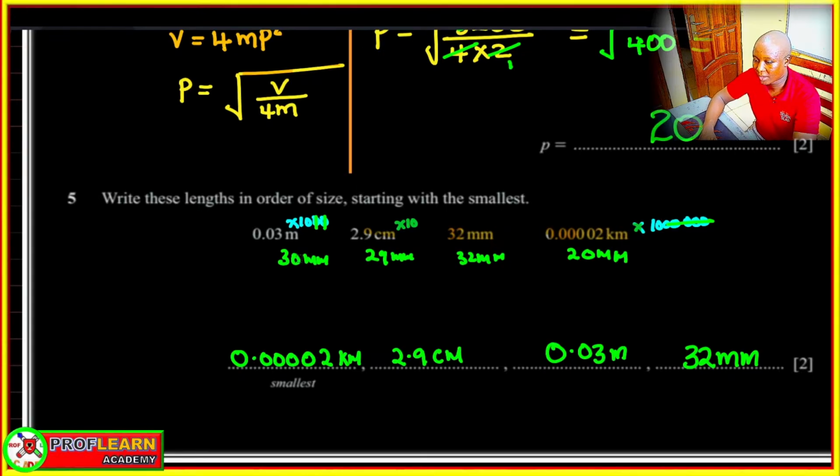Now from here, you can see this is 30, 29, 32, and 20. And that means that if we do the arrangement, we shall start with the least, which was 20, corresponding to the value in kilometers there, then 2.9, then 0.03 meters, and the largest is 32 millimeters in that case. So basically, that's what the candidates were expected to do, arranging them from the smallest. But remember, the only thing you are expected to do is to convert so that they are in the same unit, so that you can compare like units.